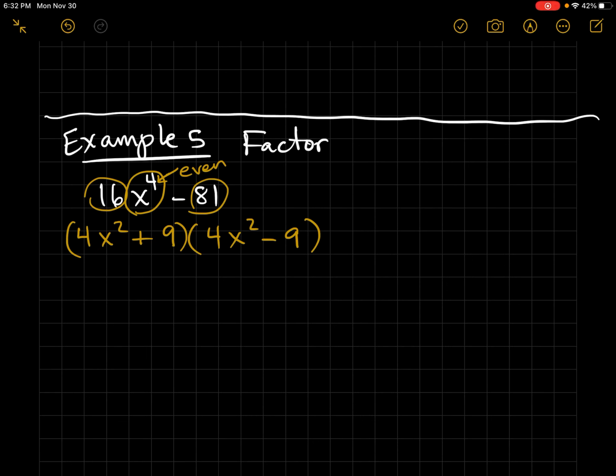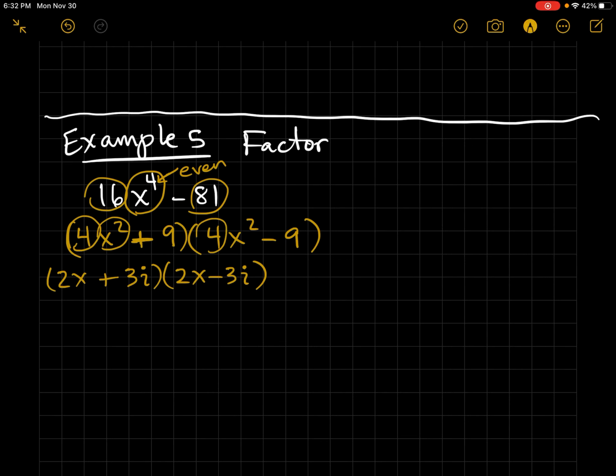And now we need to continue. We have the sum of perfect squares and the difference of perfect squares. So you want to keep going until you get all your x's down to the first power. So I'm just taking square roots again. So that's 2x. Oh, this is a plus sign. Means I need imaginary. So that's plus 3i and 2x minus 3i.